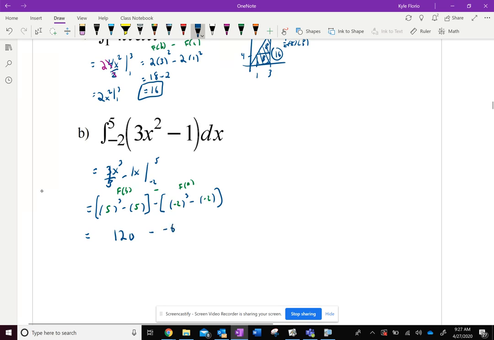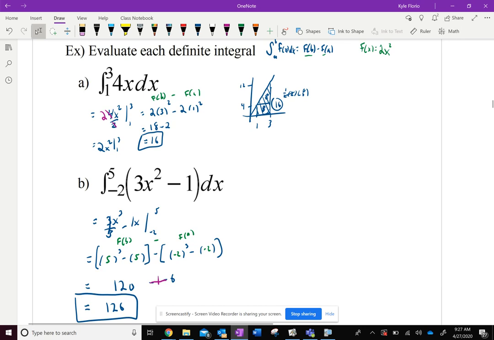And then just be careful here. We have a double negative, and that's why the parentheses are going to be helpful. This is really just going to be +6. And 120 plus 6 is 126. So the area between x equals -2, x equals 5, the x-axis, and the function 3x squared minus 1 is 126.